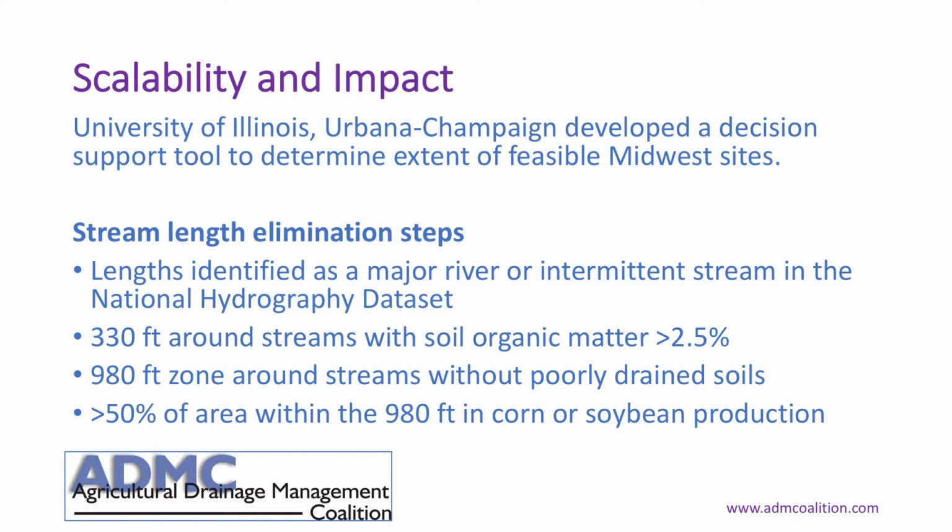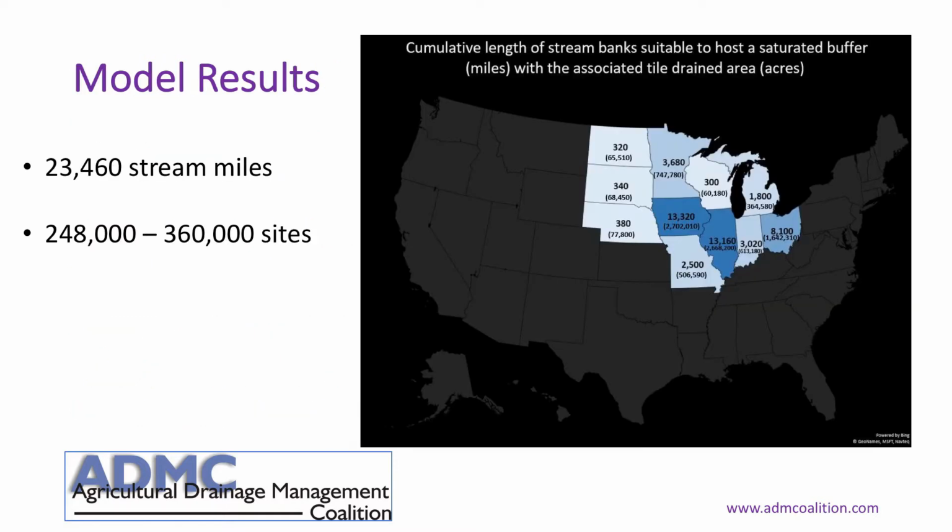So next we actually contracted with the University of Illinois to look at how many sites within the Midwest we think are suitable for the saturated buffers, meeting those conditions: having that organic material, being next to a stream that's not too large or not having that sand layer there, and also a tile drained area. Going through that practice, they figured in these 11 states there's about 23,000 stream miles, so you double that for stream bank miles, that would be suitable for a saturated buffer. That comes out to about 250 to 360,000 sites throughout the upper Midwest.